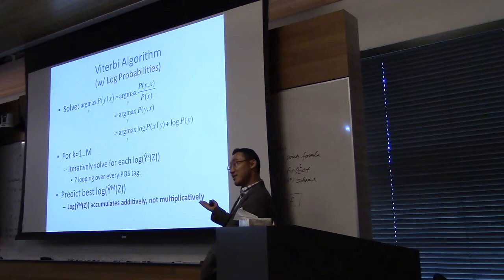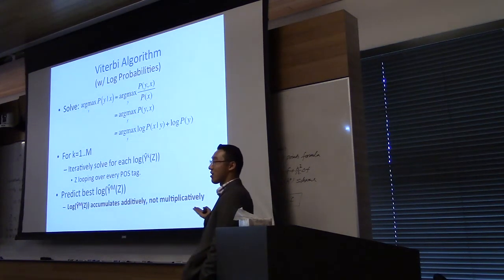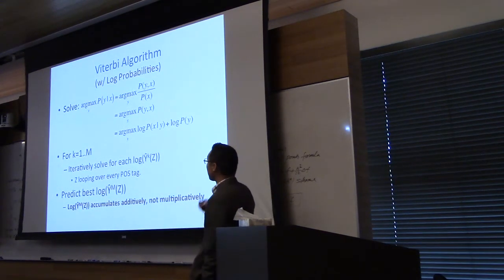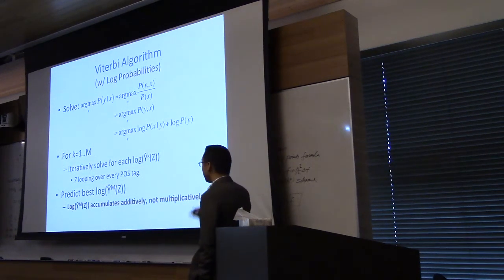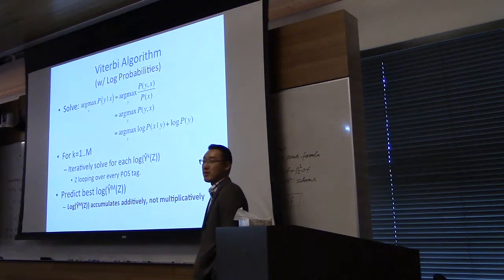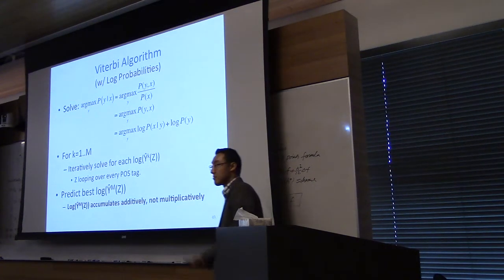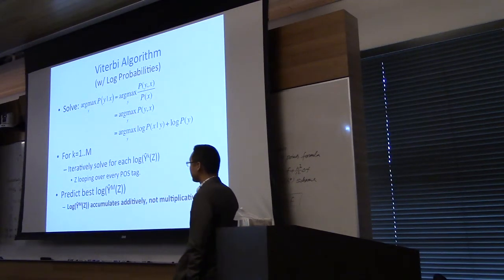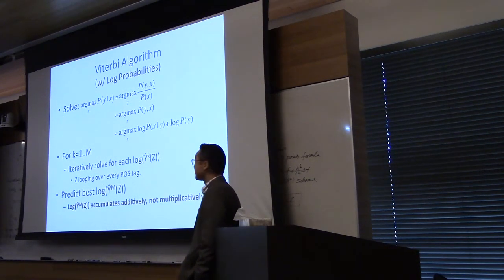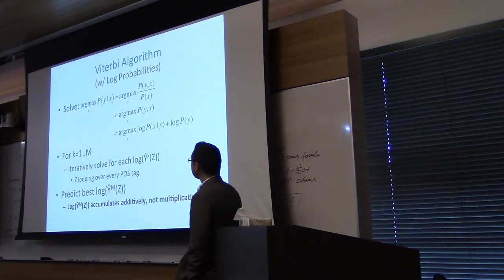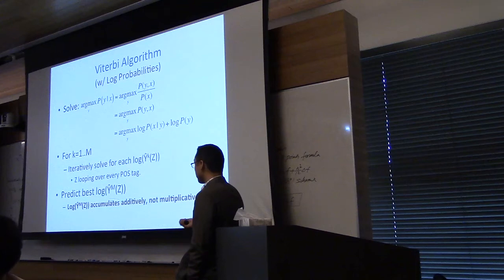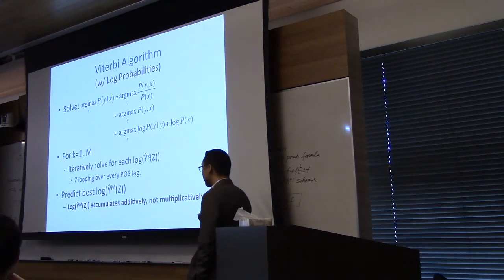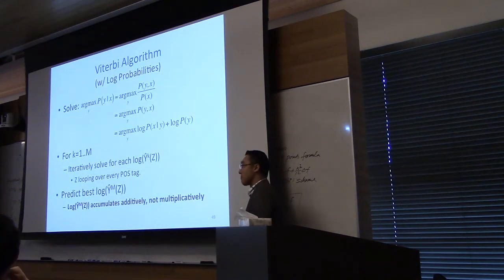So what people actually do when they run the Viterbi algorithm is they use log probabilities, not probabilities. Since everything is conditionally independent and everything's just multiplied together, you just take the log of everything and sum them up instead of multiplying them together. You can get the same answer. With logs, this accumulates additively, not multiplicatively, and you do not underflow.